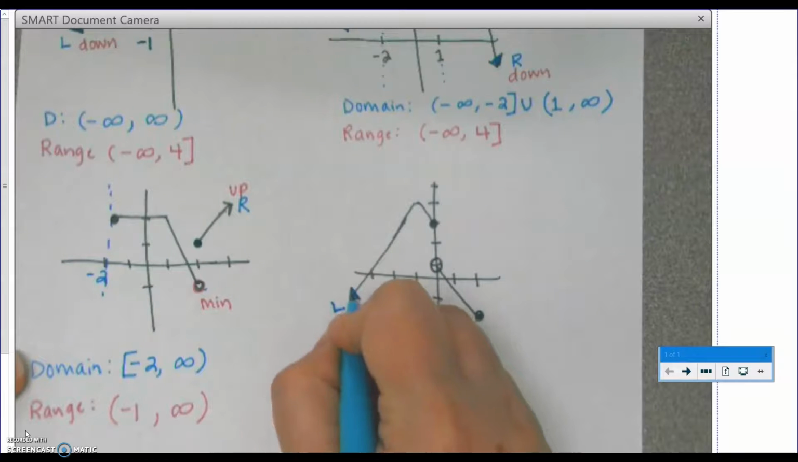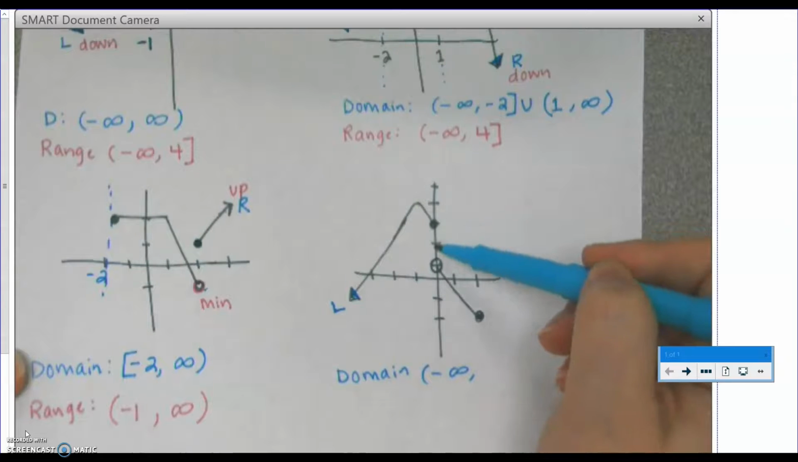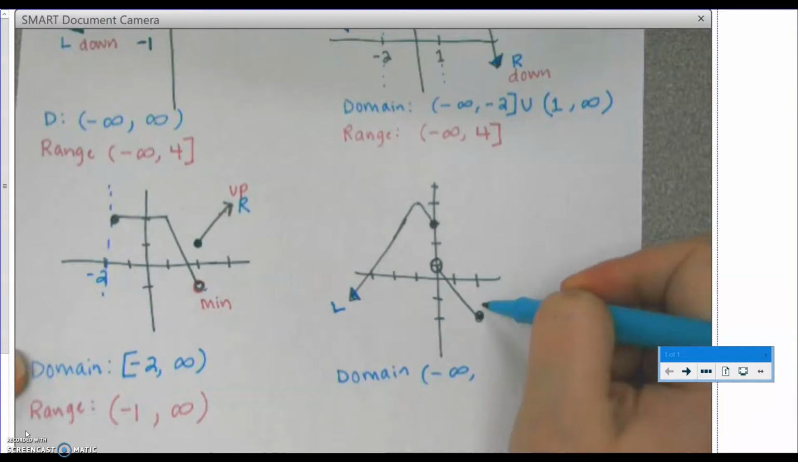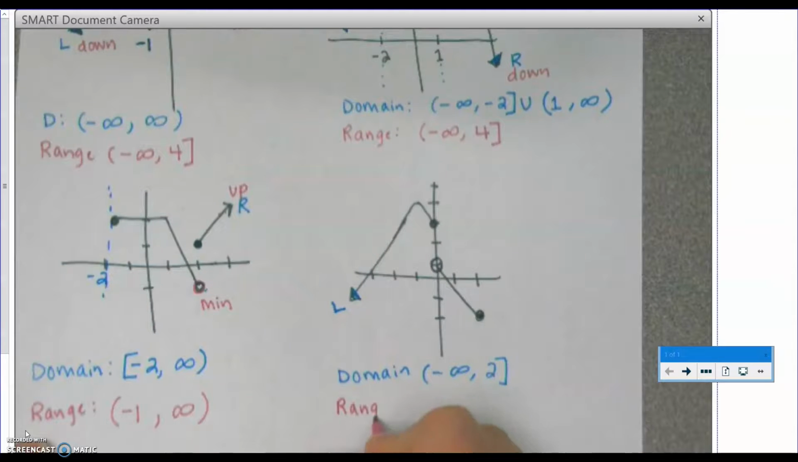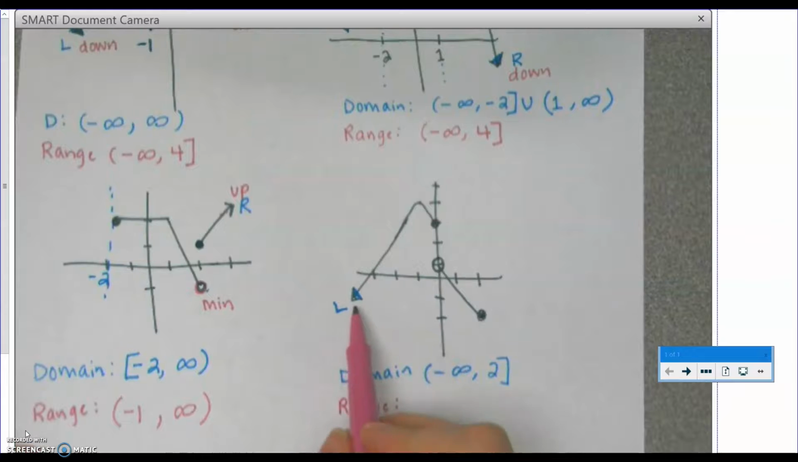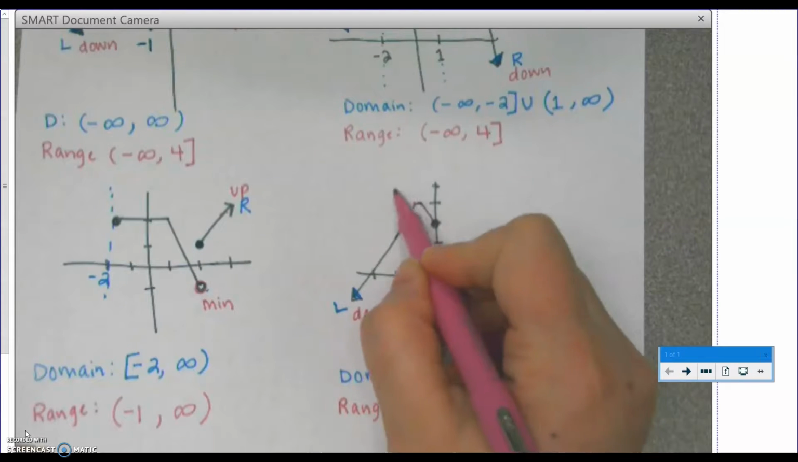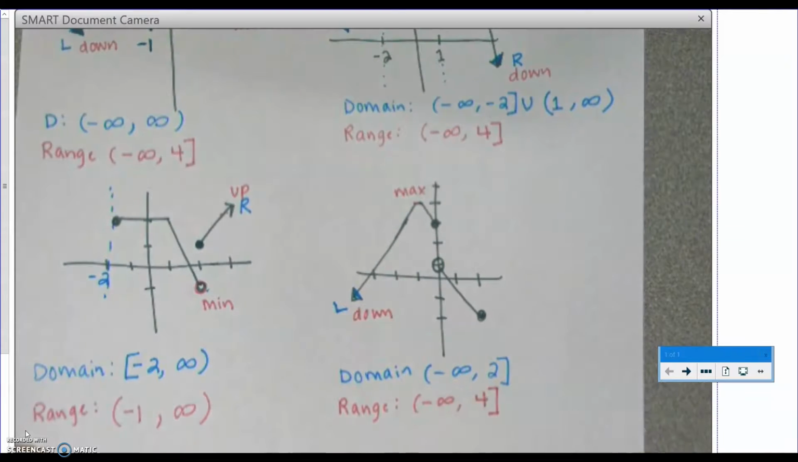I have an arrow on the left. I don't have any gaps because when this piece stops, this piece starts up again. But this piece only goes as far to the right as 2. That's a closed circle, so it gets a bracket. All right, range. I have an arrow pointing down. I don't have any arrows pointing up. This piece is kind of just in the middle. So this piece looks like it has a maximum at 4 as well.